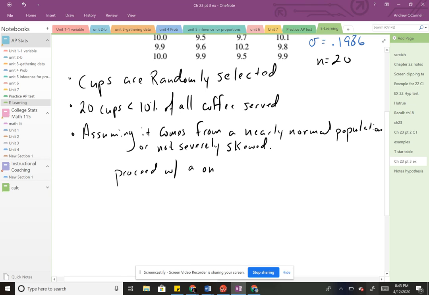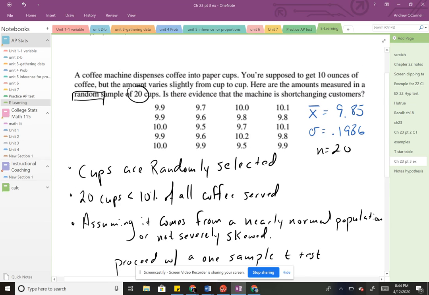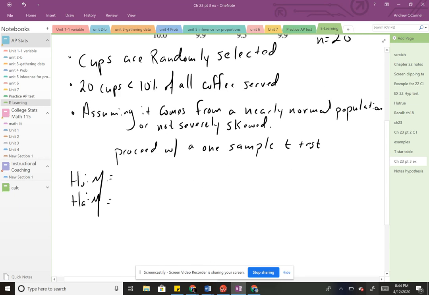with a one sample t-test. Remember, it's the world of t-tests and t-intervals, because these are means. Move on to our hypotheses. Null, alternate. So remember, a null is about what is originally believed to be true. So it's advertised you're supposed to get 10 ounces. So I'm saying the null hypothesis, 10 ounces.